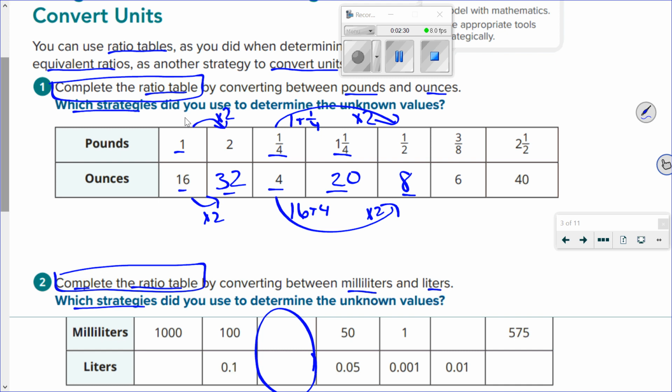Does everybody understand that? So if I have just a bunch of boxes filled in with no work shown, am I getting full credit? Legend? Brock? Am I getting full credit? No, I'm not. Same thing happens on the second one.